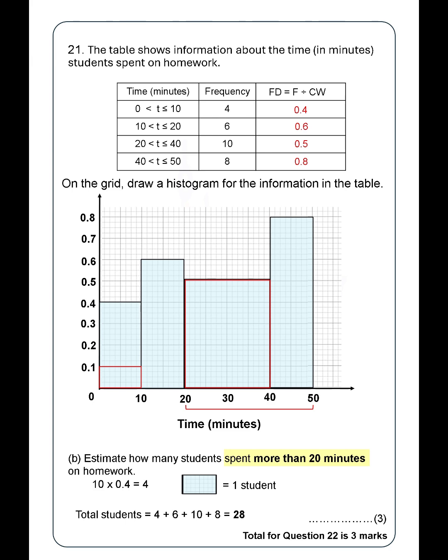We know the number of students between 20 and 30 is 10, and between 40 and 50 it's 8. So 10 plus 8 is equal to 18. So the final answer for part B is 18 students.